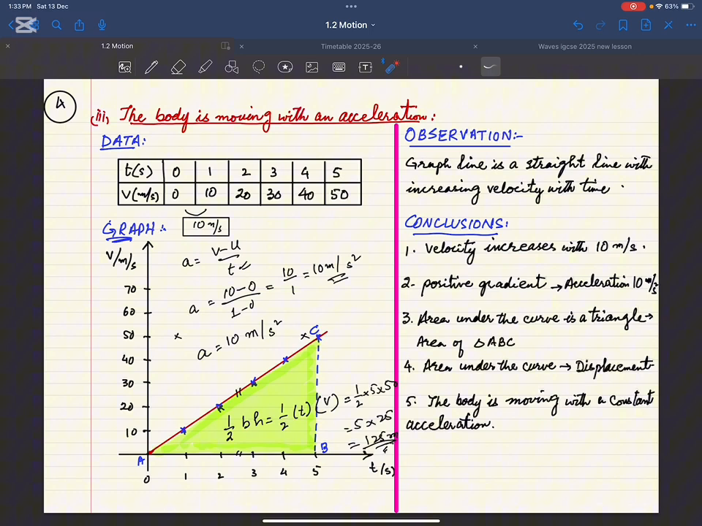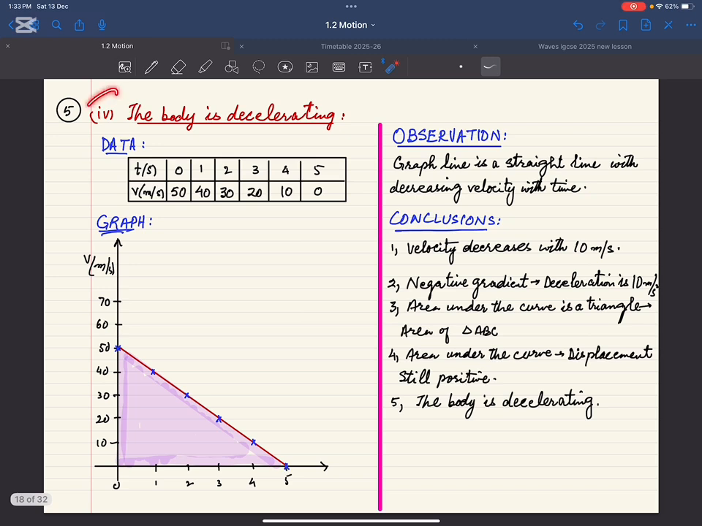But the point is that the acceleration is the positive gradient, and in our example it is 10 meters per second squared. As I said, you may have different values, but what is important is that a positive gradient means positive acceleration. Then you have the fourth situation where the body is decelerating.